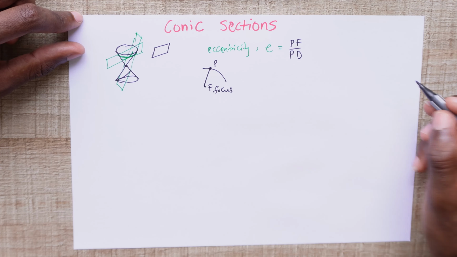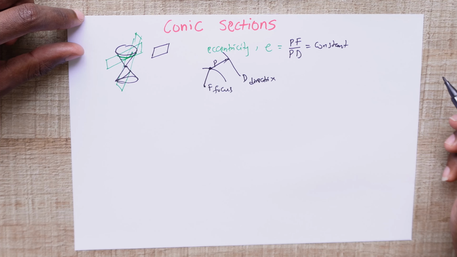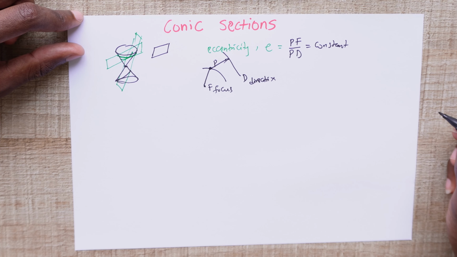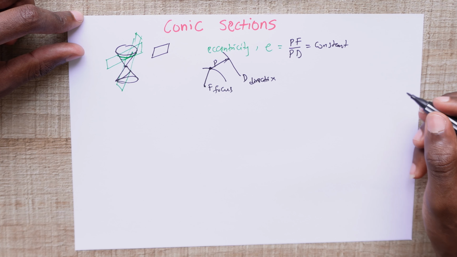So the ratio of the distance of a point P on the surface of the conic section from a fixed point to that of a fixed line should be a constant. That constant is known as the eccentricity. Based on this, there are four types of conic sections that we can have.